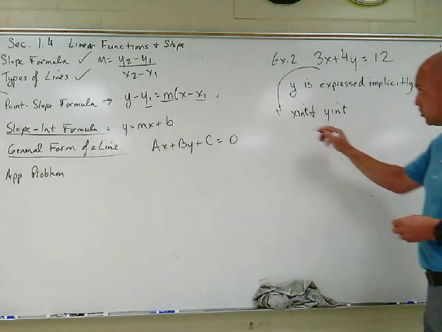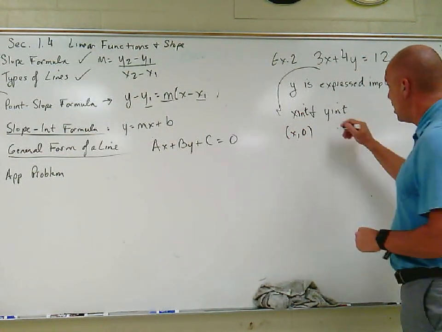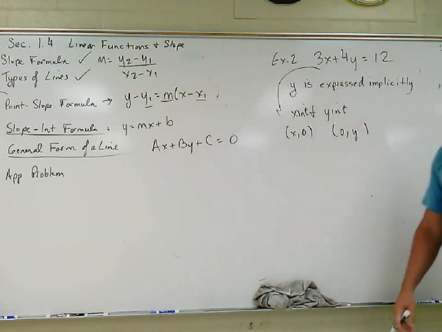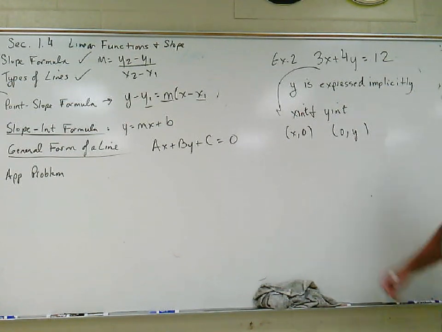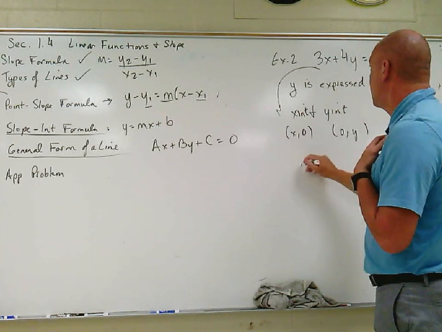So remember, x-intercept is x comma 0, right? There's an x and then the y is 0. And y-intercept is x is 0 and then we get a y. Well, see, here's all I do on this, especially when both of these are factors of 12. This makes it easy. You'll get a lot of these like this.